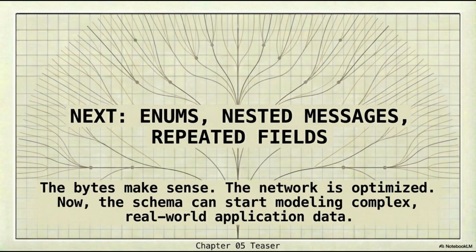Definitely. Well, now that we know exactly how the bytes flow over the network, we are ready to build more complex payloads. In Chapter 5, we are going to start modeling richer data structures. We'll dive into enums, nested messages, and repeated fields. It's where the schema really starts to reflect complex, real-world application logic.